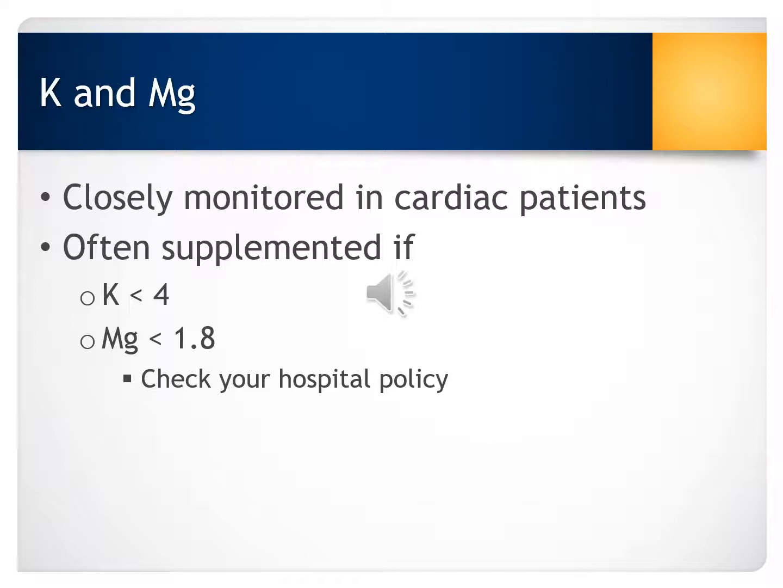So even though when you look in your textbooks and you look in your lab values textbook, the normal values that they give you for potassium and magnesium may be slightly lower than what I list here, but typically for our cardiac patients, we want our magnesium levels and our potassium levels to be a little higher than what they may say for the average person. So oftentimes in hospital acute care settings, we may be supplementing our patients with potassium if it's less than 4 and magnesium if it's less than 1.8.